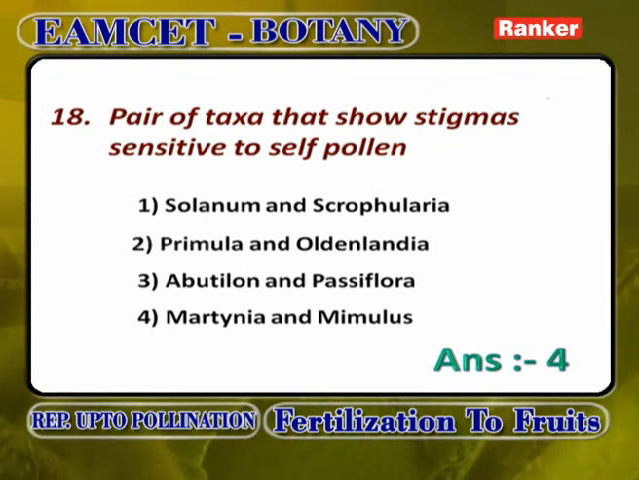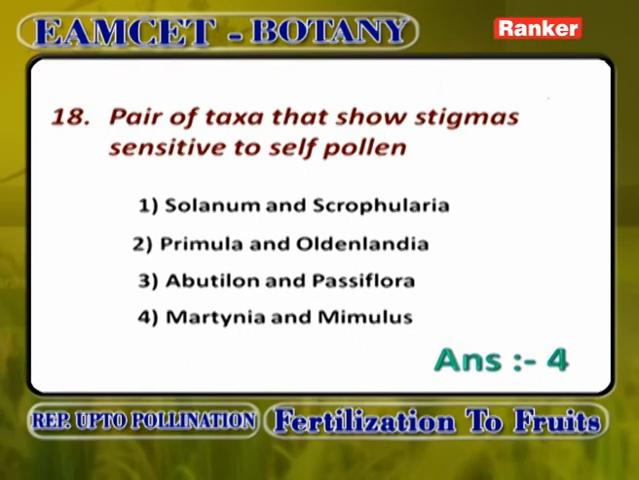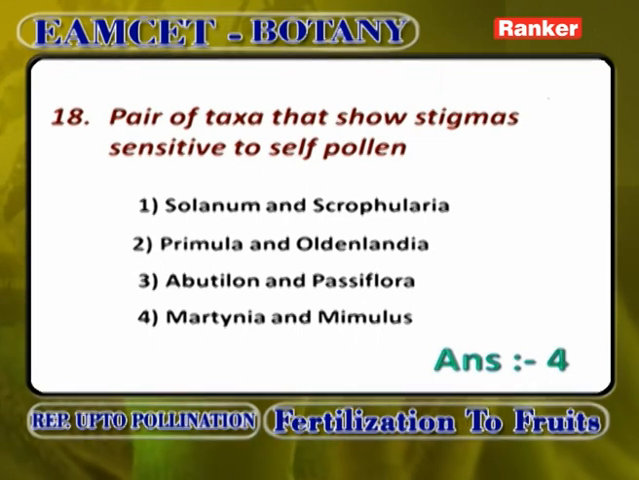Once the total liberation of self-pollen takes place, immediately they start opening the stigma, and once they open the stigma, cross-pollination takes place and plants will successfully avoid self-pollination and perform cross-pollination. Solanum scrofularia shows protogyny, maturation of gynoecium much before androecium.